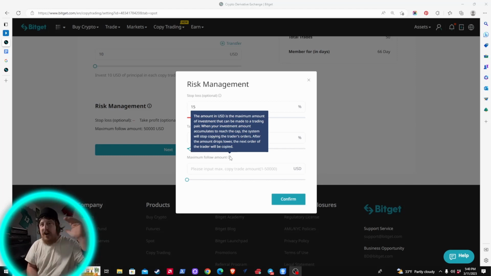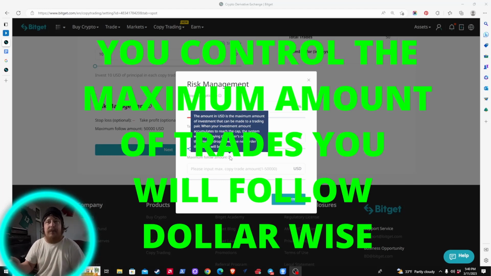Meaning that on the previous page where we might have put that on a single trade we only wanted to risk $10, but we could tell it here that maybe $50 is the most we're ever willing to risk at one time on this guy's trades, meaning that he could have 5 different trades open on the same pair. You have $10 on each. Once it hits the $50, you're no longer going to be following his trades until more of your capital opens back up or some of those trades close and you're back below the $50.